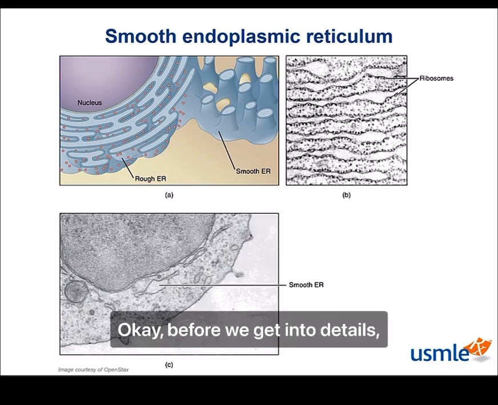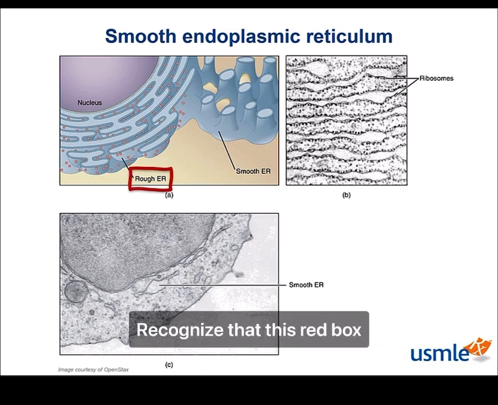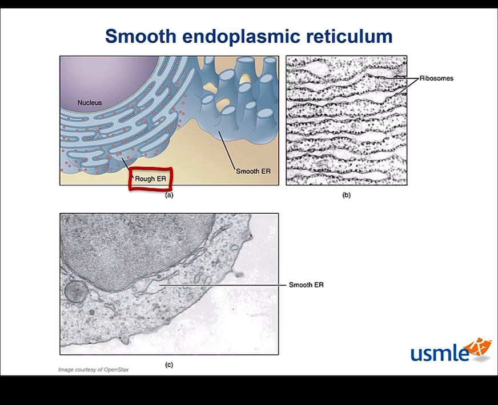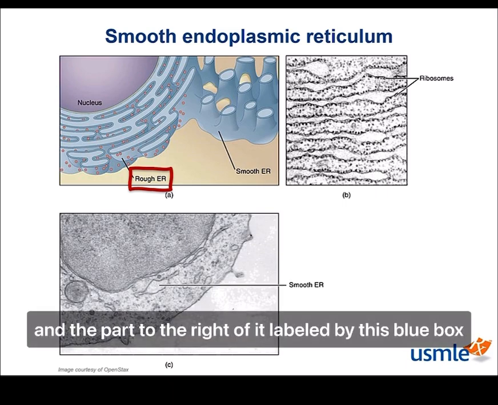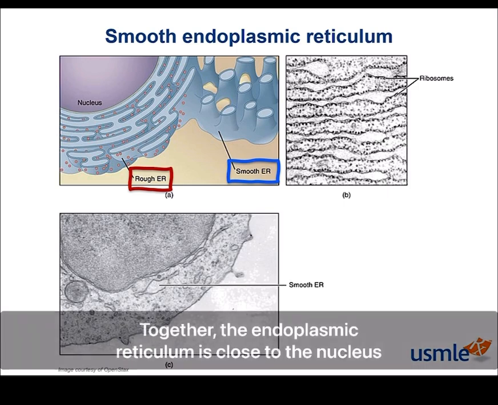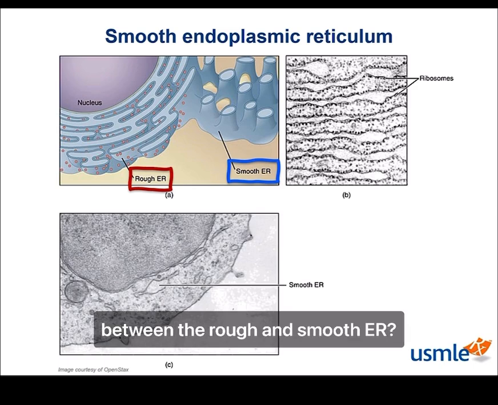Okay, before we get into details, let's get a little oriented first. Recognize that this red box is labeling the rough endoplasmic reticulum, and the part to the right of it, labeled by this blue box, is the smooth endoplasmic reticulum. Together, the endoplasmic reticulum is close to the nucleus, in purple in the upper left. Can you see what the difference is between the rough and smooth ER?